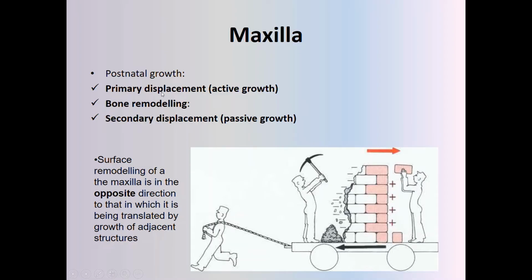Now, the primary displacement will continue up to 15 years for females and 17 for males, but the secondary displacement will actually stop before that because it is related to neural growth. So at about 6 or 7 years of age, this secondary displacement should stop.